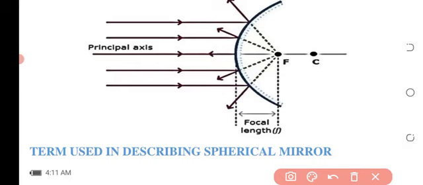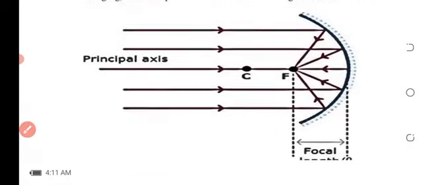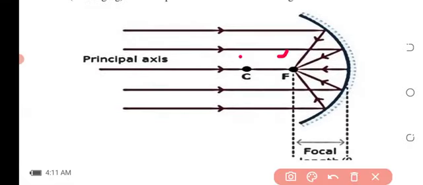Okay, now the distance between the pole of a mirror and the focus is what we call the focal length. In the case of a convex mirror, the focal length is always negative, while in the case of a concave mirror, the focal length is positive. As you can see, the distance between the pole and the focus is at the front of the reflecting surface, so it is positive.